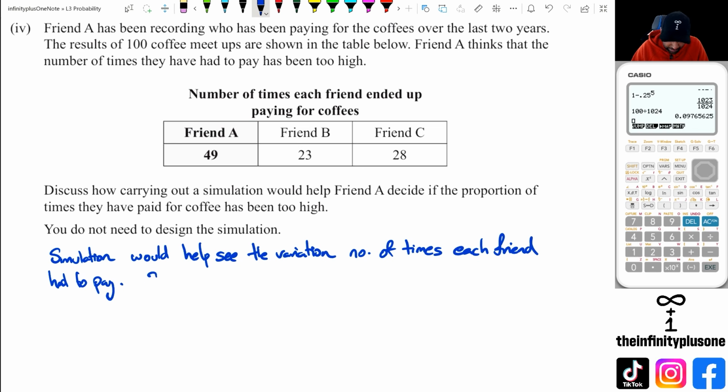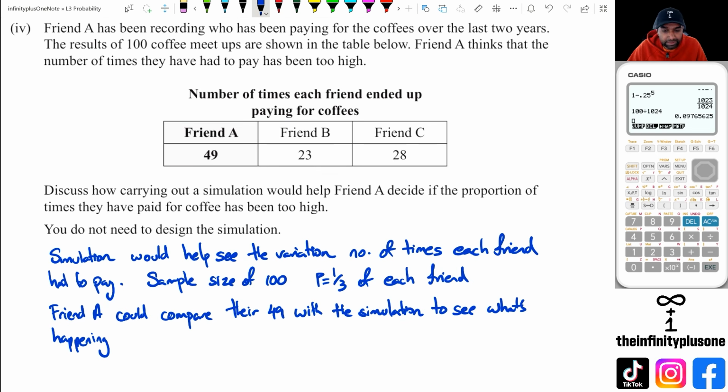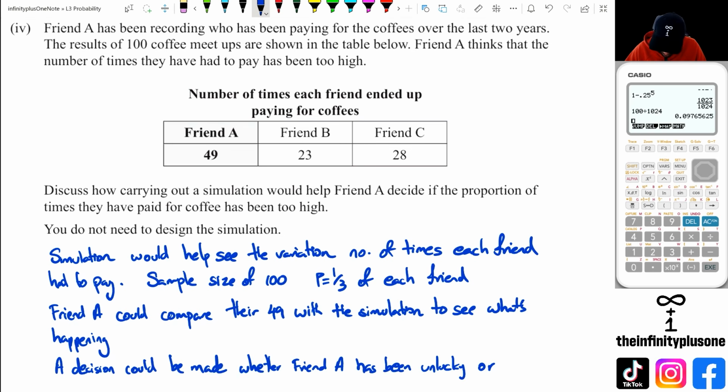So it gives you an idea of the number of times each friend had to pay. So I probably would do a sample size of 100, and I'd keep the probabilities equal to 1/3 for each friend. And then once the simulation is completed, friend A could compare their 49 with the simulation to see what's actually happening. Basically they want to see whether they're going to get 33 or not. And then once that's done, a decision could be made whether friend A has been unlucky, or in statistical terms, unusual. Cool.